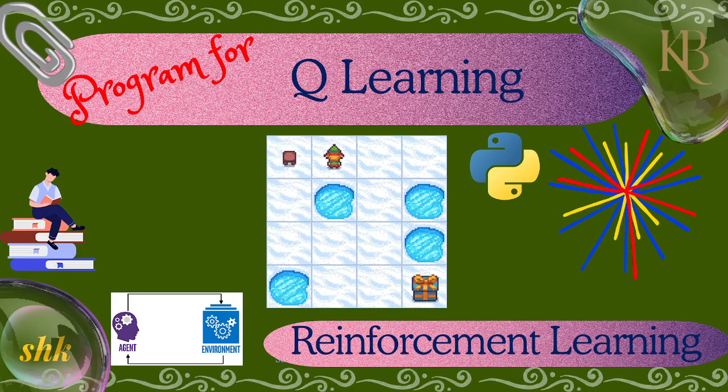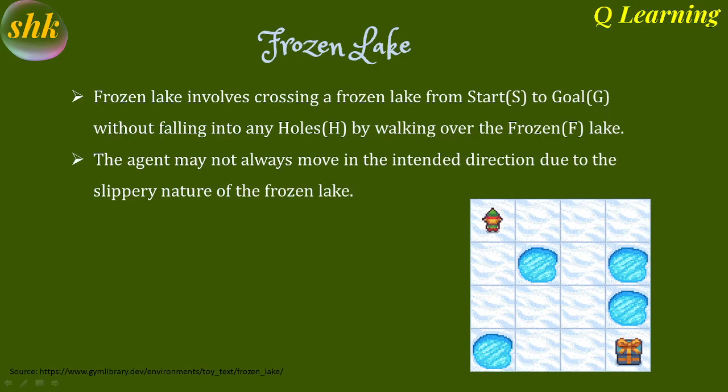Of size 4 cross 4, implementation of Q-learning with Python. The frozen lake involves crossing a frozen lake from start S to goal G.